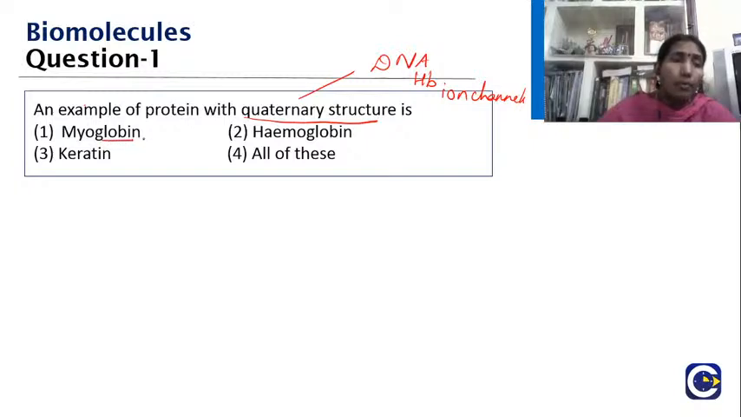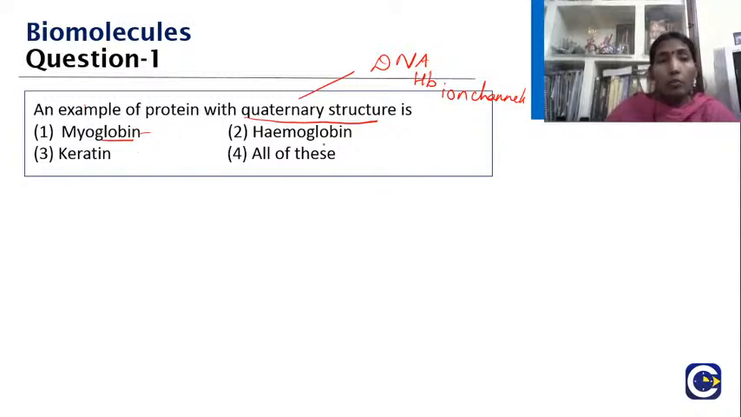Myoglobin is present in the muscle and has oxygen combining capability. It has a single functional polypeptide chain and will not have multiple subunits like hemoglobin. So myoglobin has more of a tertiary structure, not a quaternary structure. And keratin will have a secondary structure, so that is going to be different.